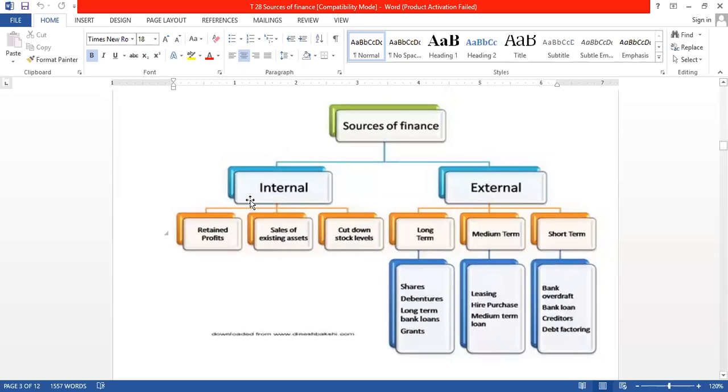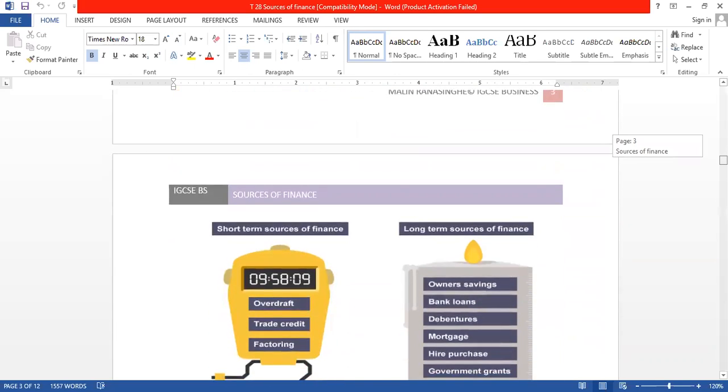The main internal methods we discuss in today's session are retained profits, sale of existing assets, and cutting down stock levels. So retained profits, sale of assets, and personal savings. Sometimes cutting down stock levels is also an internal possibility, but we didn't discuss that one above. It is working capital management, like business downsizing, where we can save some money. But mainly we're talking about the sale of assets, retained profit, and personal savings. Interest also, these are the things we discuss.